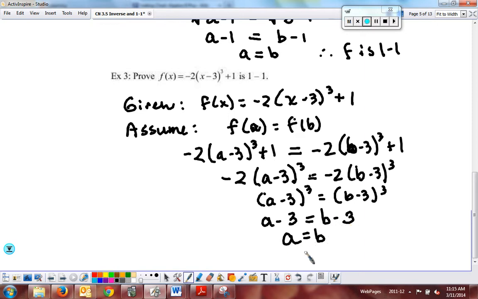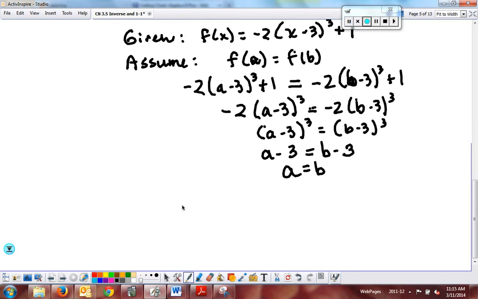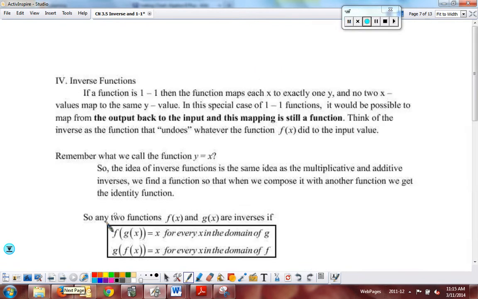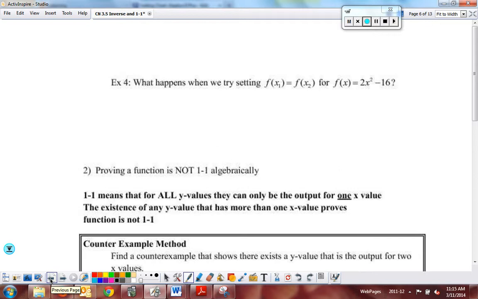So I told you they work out. If it's 1 to 1, and we have a belief it's 1 to 1, this works out very nicely, always. Therefore, f is 1 to 1. Yes? I don't understand why this works. How would you have an equation where it wouldn't work? All right, we're going to do that right now.